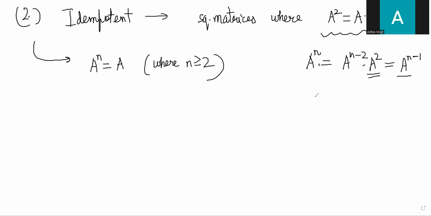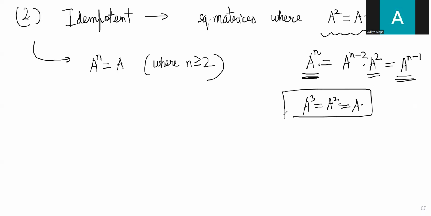Correct? Yes, sir. So you're proving this general relation that a power n is equal to a power n minus 1, right? Yes. Now automatically if you go down, you'll get a cube is equal to a square, which is equal to a, right? Yes. So all the powers of n greater than or equal to 2 are all equal to a. The second thing that you can derive from here is that the determinant of an idempotent matrix is either 0 or 1.